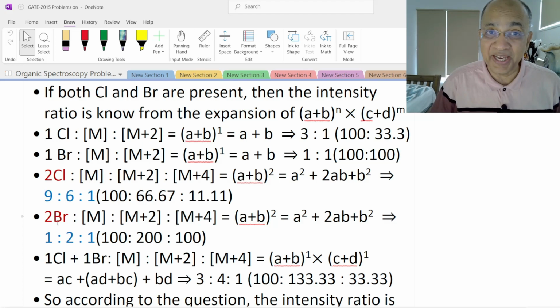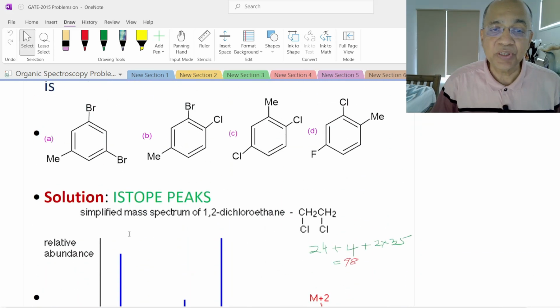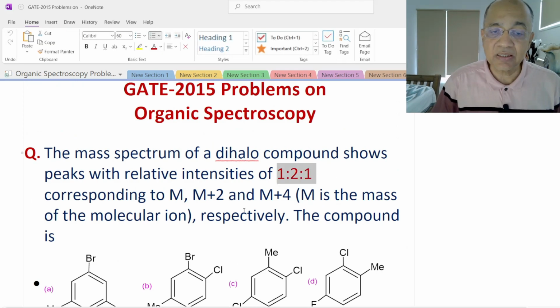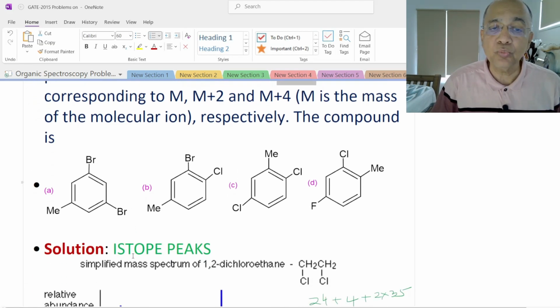And if there are two bromine, then the same A squared plus 2AB plus B squared, put A and B as 1, 1, you will find 1:2:1. That means the M plus 2 peak will be double the M peak, and the M plus 4 peak will be almost the same size as the M peak. So obviously the question says 1:2:1. So therefore, the correct answer is the presence of two bromine atoms.